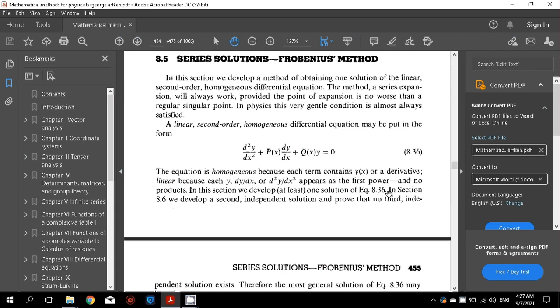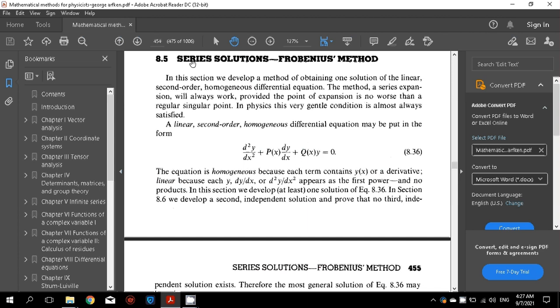Now we will solve these equations, the standard equation 8.36 written in the standard form. So we will attack this equation and find its solution, a solution which is always available by this technique known as the series solution or Frobenius series method.